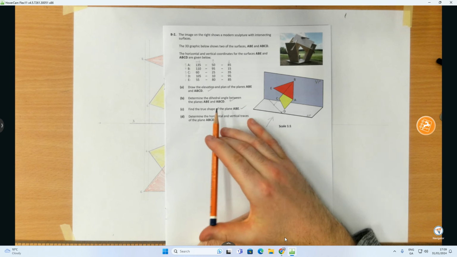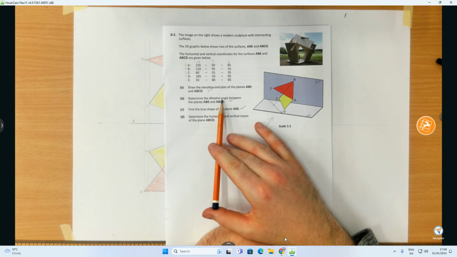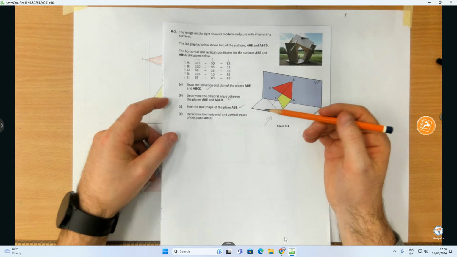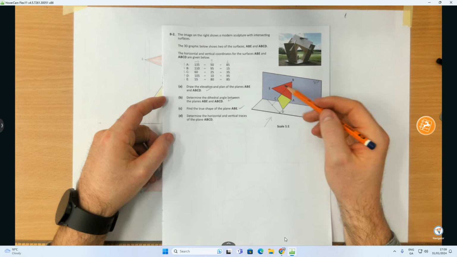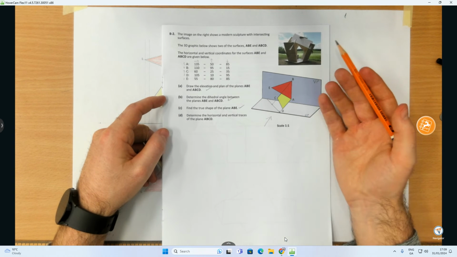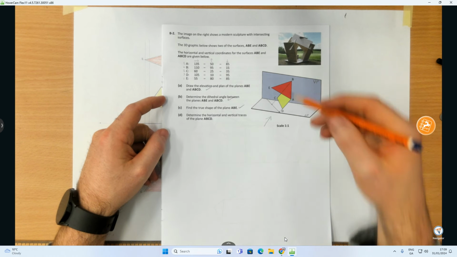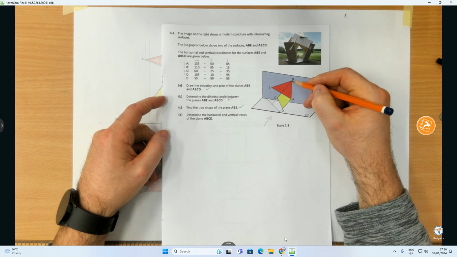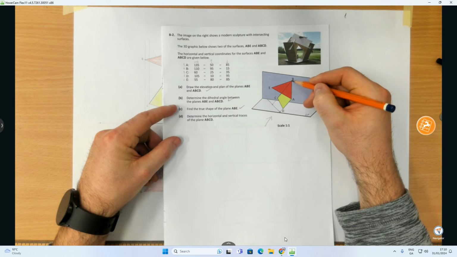Now what we're going to do is, it says here, we want to determine the dihedral angle between the planes ABE and ABCD. Anytime you're getting a dihedral angle, what you need to do is see the two surfaces as edge views. Essentially, you want to see them as lines. And most importantly, we also have to find the common line between them. In this case, the common line between the two surfaces is AB.